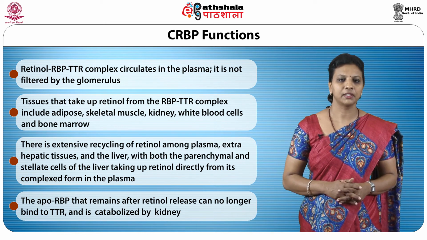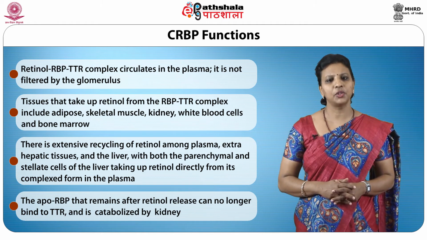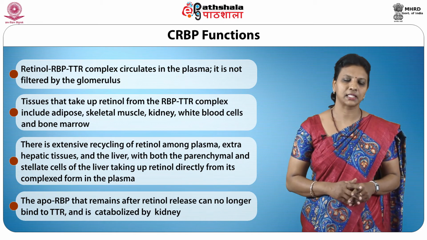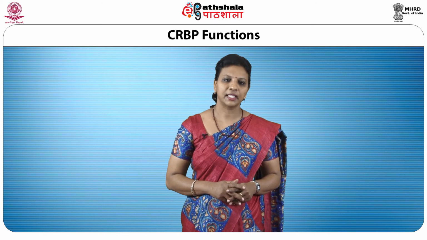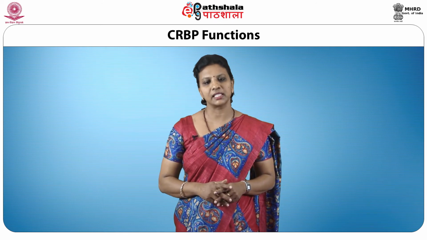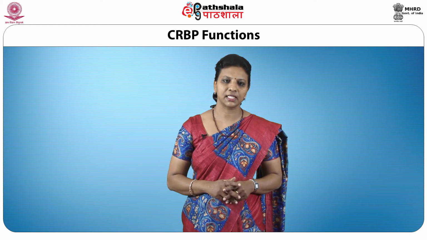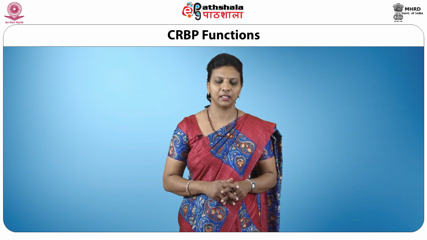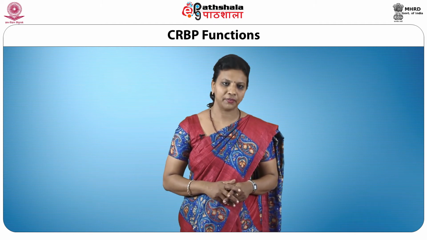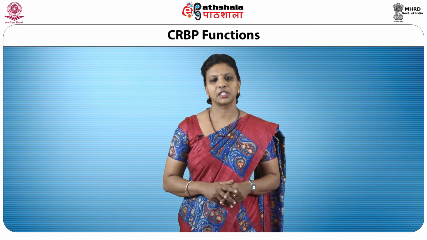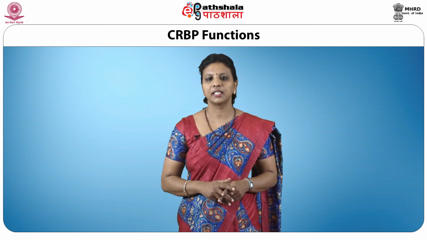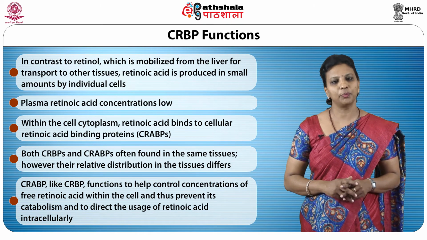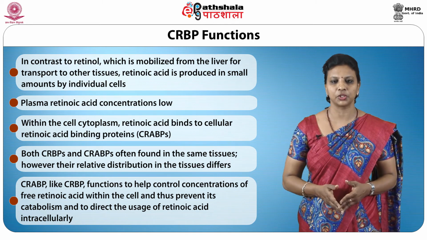The apo-RBP that remains after retinol release can no longer bind to transthyretin, and this apo-RBP is typically catabolized by the kidney. Dietary restriction in energy, proteins and some micronutrients can limit hepatic synthesis of proteins specific to mobilization and transport of vitamin A. Altered kidney functions or fever associated with infections such as respiratory infections or diarrhea can increase urinary vitamin A loss.